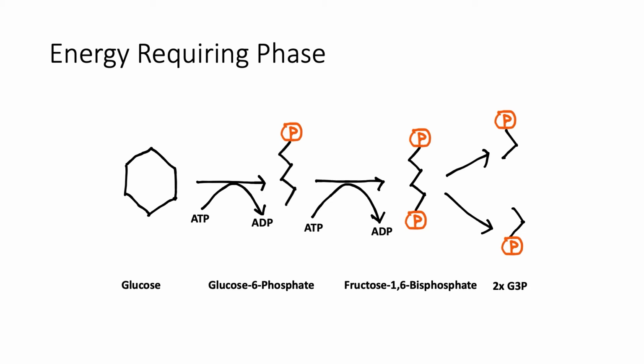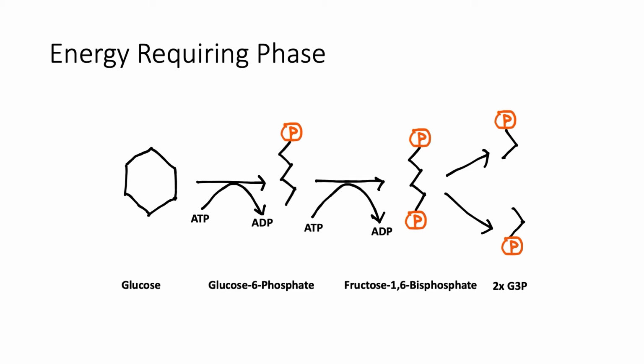Next, another ATP is used, and another phosphate is added to the molecule, and a slight modification is made to the atoms bonding to the carbon backbone, forming fructose 1,6-bisphosphate, which sounds really complex, but it isn't, because it really just tells us that this is a fructose molecule with a phosphate attached to both ends, to the carbons on the 1st and 6th positions.